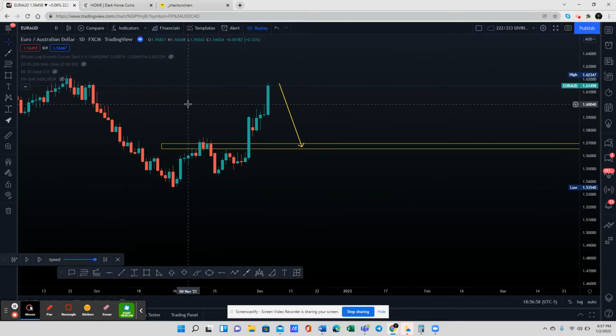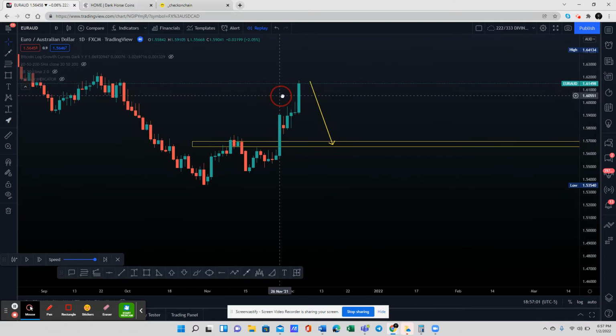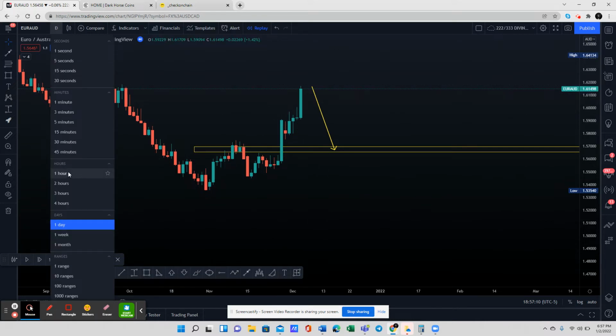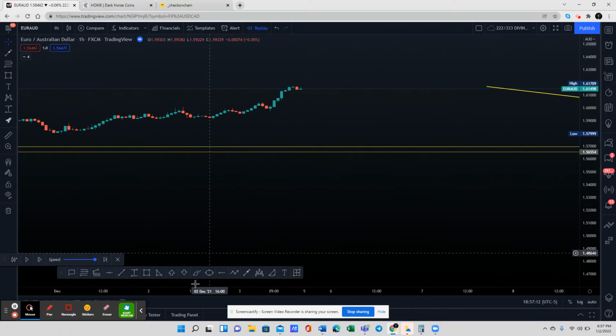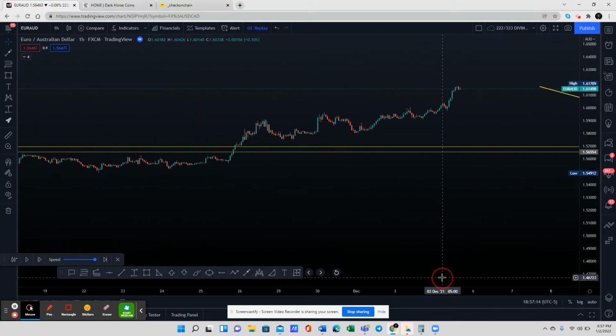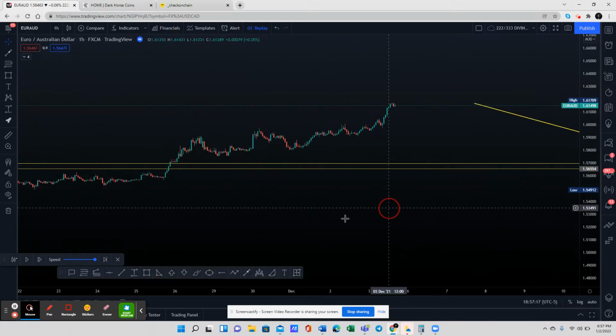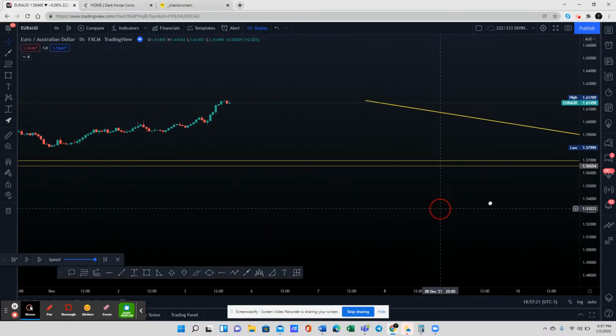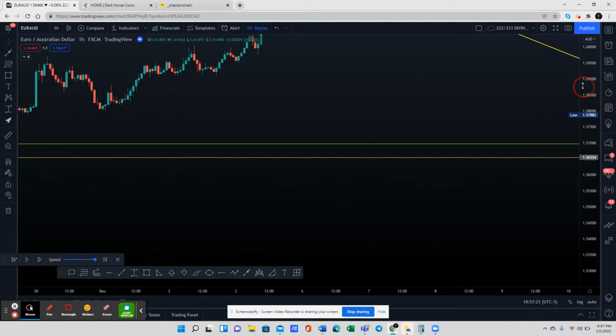All right. So once again, it's on a daily chart, so I wouldn't be looking to take trades based off the daily. I would go down to a lower time frame. So in this case, I go down to the hour. All right, and this is what I see down here, the hour.